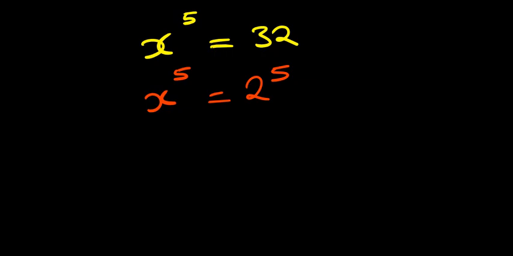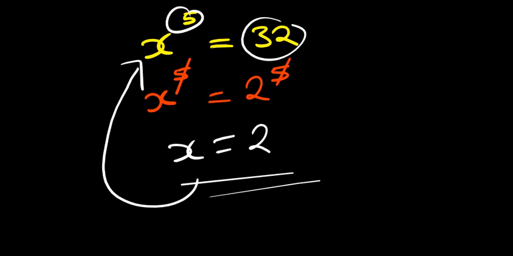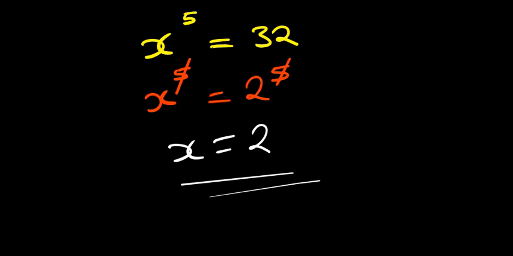So now that the powers are the same, it is only unique in this case to cancel the powers because they are the same. So I'm going to cancel this power and I'm going to cancel this power. Since I've cancelled the powers, what do I now have? What I have now is x is equal to 2. Therefore, if I put 2 to the power 5 where there is x, is it going to give me 32? Yes. So basically, that's how you solve this one.